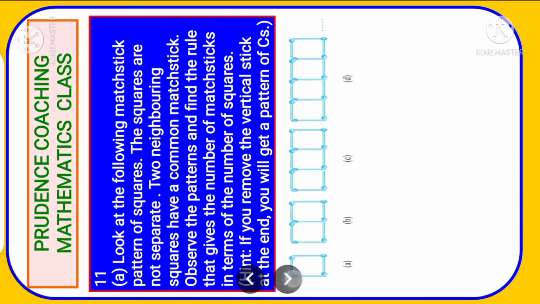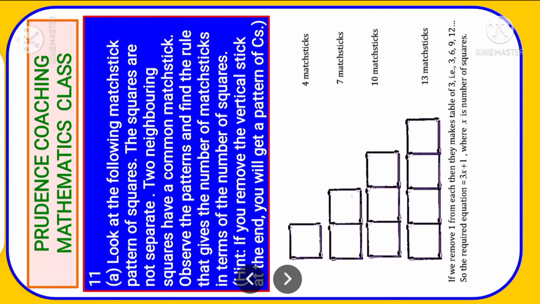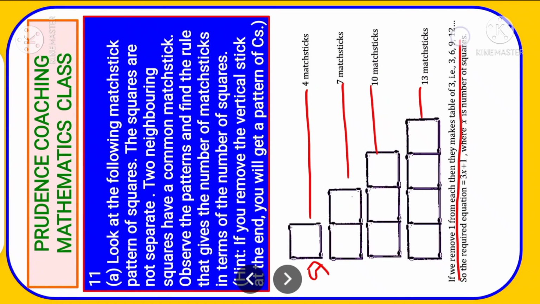So it is satisfying. So how will we represent our answer? First you just write 11a, draw the figure, and beside it you write 4 matchsticks. Similarly, you draw the figure as it is given, and beside that you write the number of matchsticks required. Then if we remove 1 from each, they make the table of 3. As I have said, if we deduct 1 from each of them, we will get the table of 3, as it is given 3, 6, 9. All of these are the tables of 3. So the required equation will be 3x plus 1, where x is the number of squares.